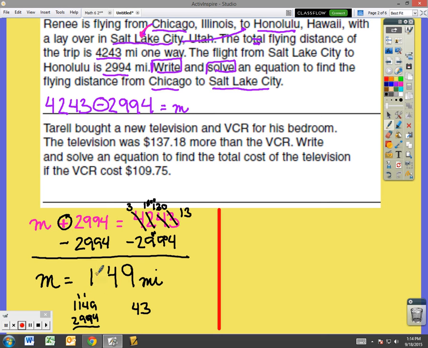So we have 1,249. Oh, look at that. Because that becomes a 2 here. Regroup the 110, and I have 4,243. So yes, now we have an answer. I'm going to go up here, write my equation.